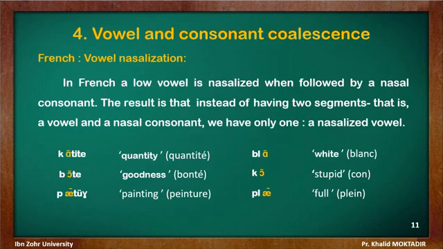Quantité. Now look at the French spelling. You can still see the nasal in the French spelling. That's why I have this French spelling there between parentheses. Bonté. Peinture. White. That's for the verb, the noun, blanc. Con. Plein.